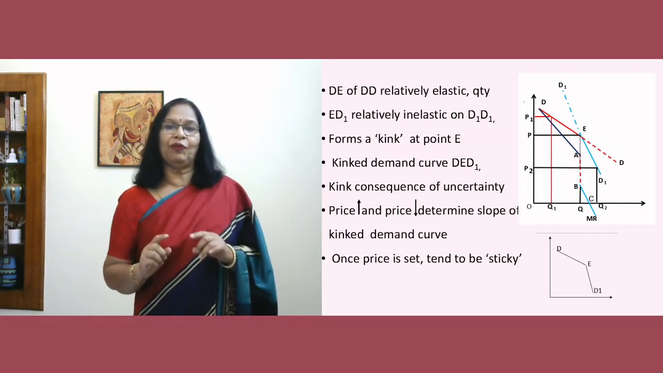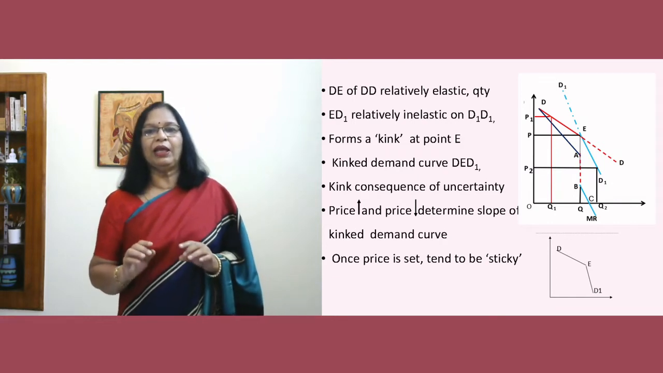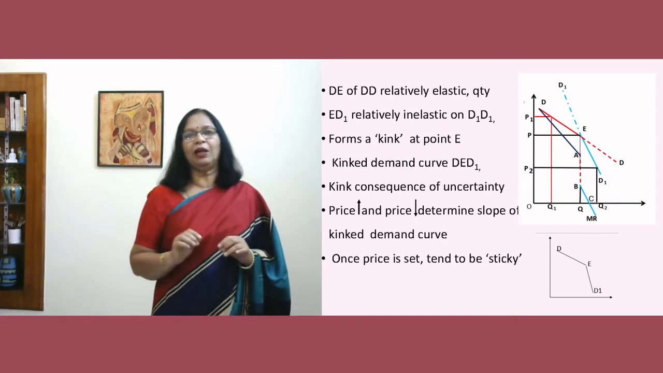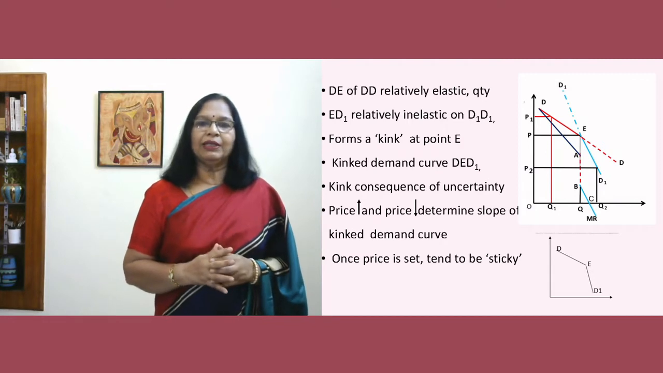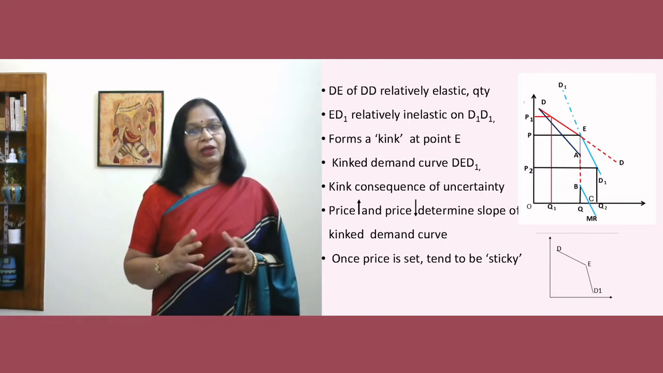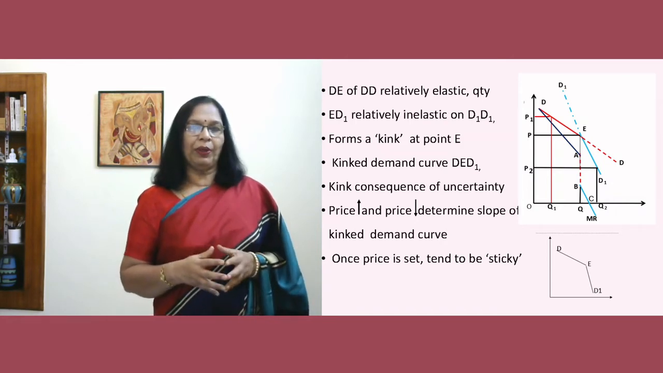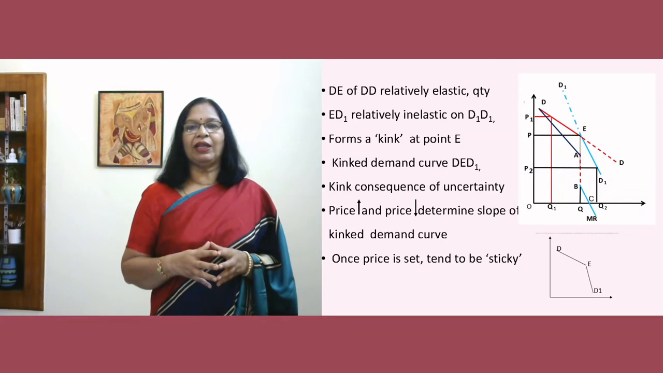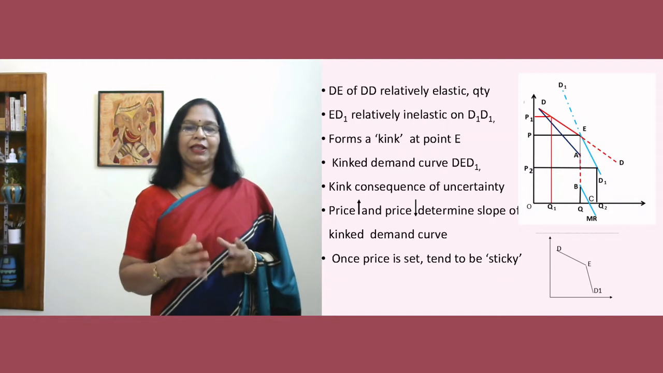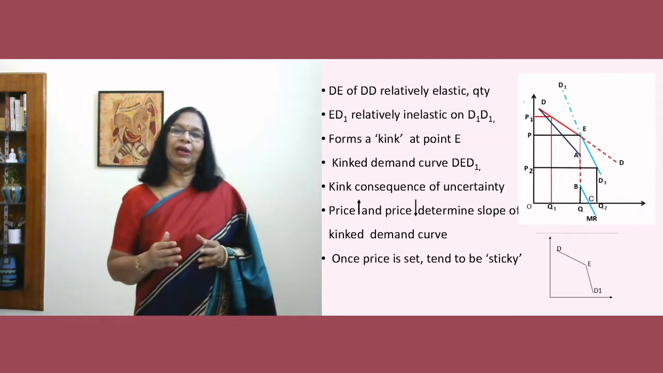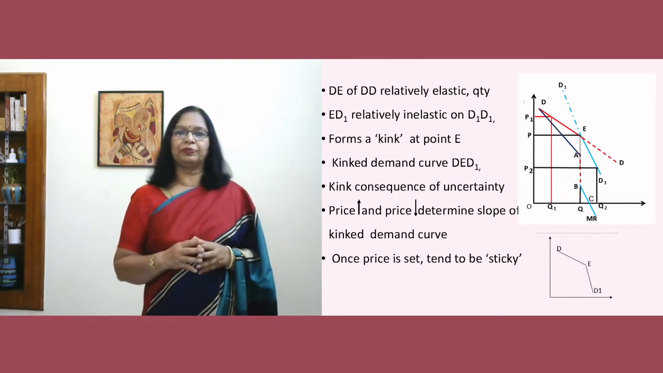So what are we left with? We are left with the demand curve DED1. DED1 is the demand curve which we are using for our analysis. Now, we assume there is a prevailing price. The prevailing price is OP. At price OP, we find the output as OQ, and equilibrium is at point E. So at point E, price is OP and quantity in the market is OQ.